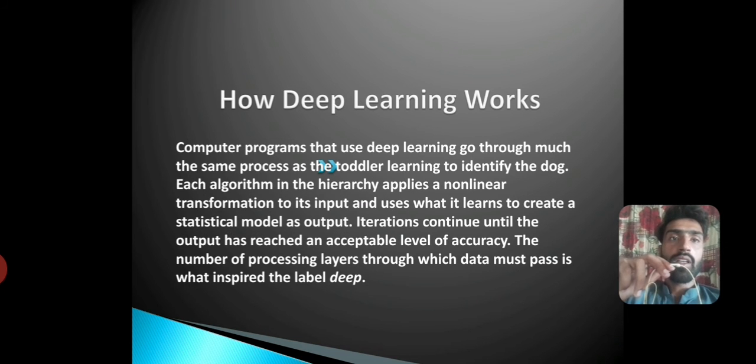How does deep learning work? Computer programs that use deep learning go through much the same process as a toddler learning to identify a dog. Each algorithm in the hierarchy applies a non-linear transformation to its input and uses what it learned to create a statistical model as output. Iterations continue until the output has reached an acceptable level of accuracy. The number of processing layers through which data must pass is what inspired the label deep.